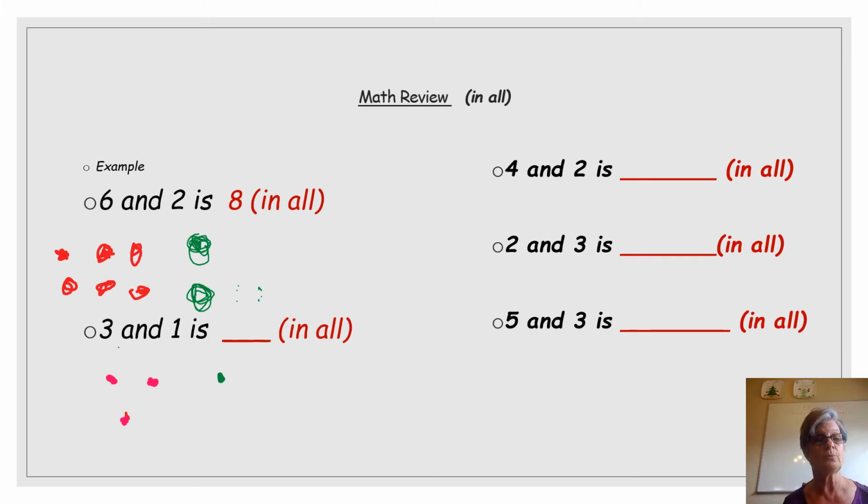Now let's go to the problem below that. It is 3 and 1 is blank in all. Now below that, I have again drawn a picture using my favorite colors, red and green. I started by drawing 3 red circles because the problem starts with the number 3. So you may go ahead and do that. Draw 3 objects using your favorite color. And I'll wait.